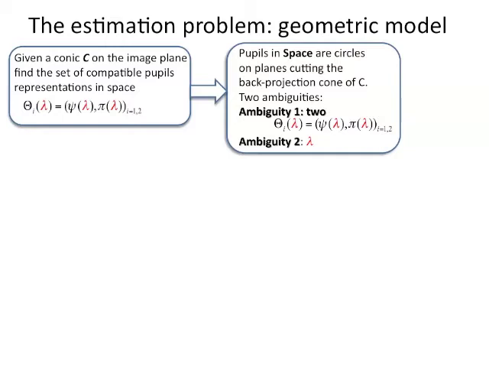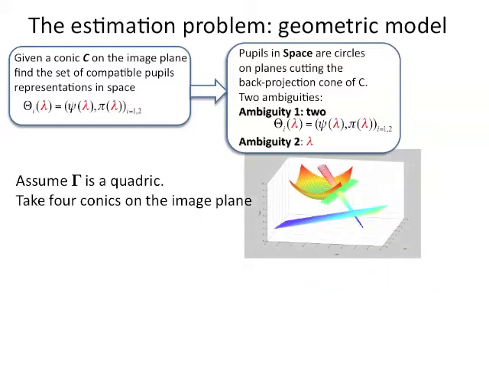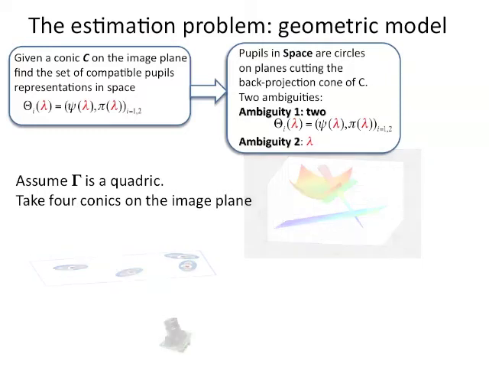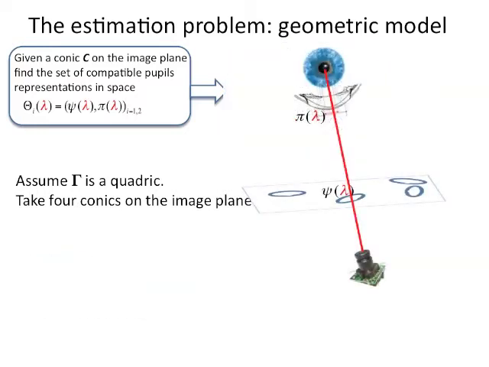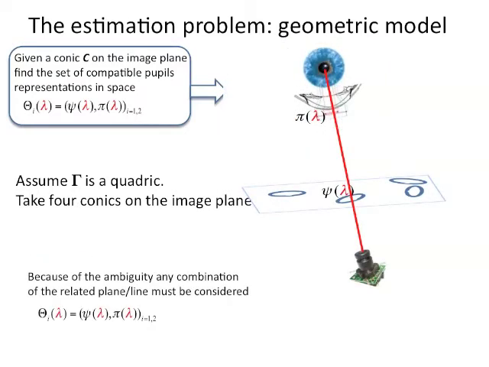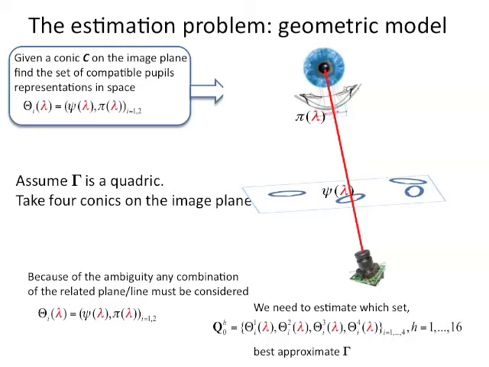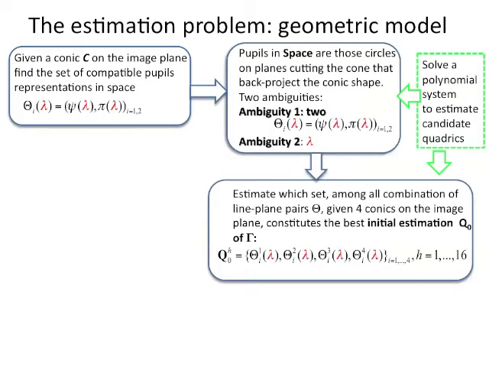We now turn to the actual estimation of gamma. If we assume that gamma is a quadric, 4 pupils are needed to estimate gamma parameters. Because of the ambiguity on pupil planes, 16 quadrics are candidates to the problem of finding a good initial estimation of gamma. Thus, the 16 candidate quadrics are computed from the associated polynomial system. A method is needed to identify the best initial estimation of gamma.